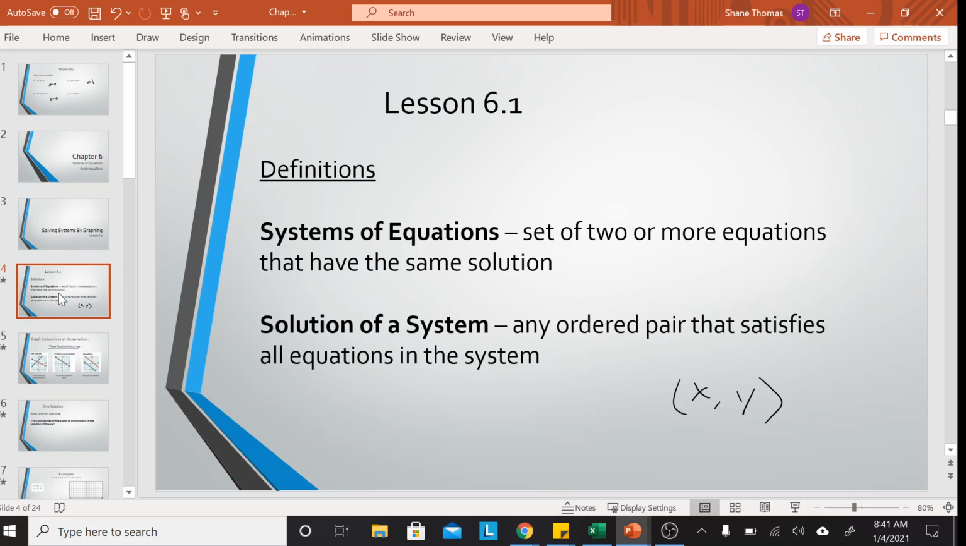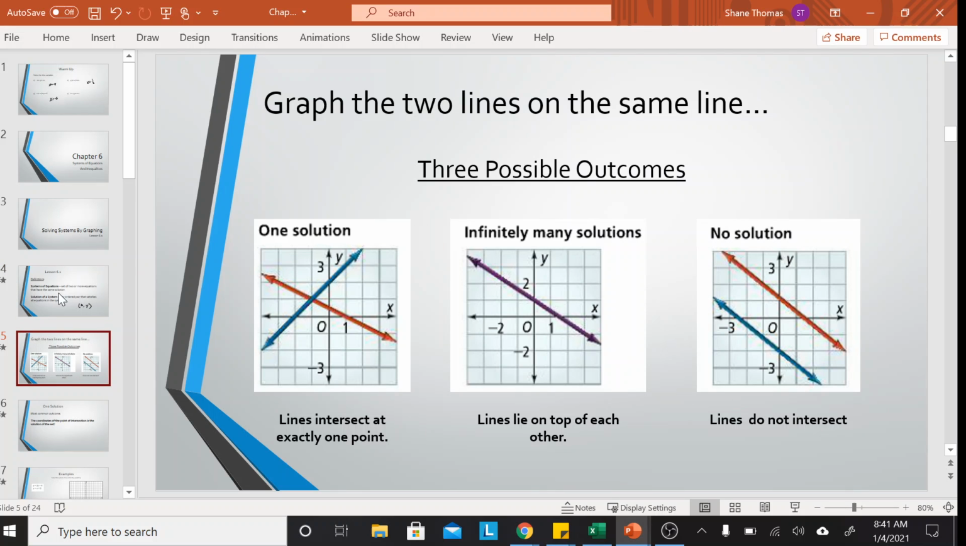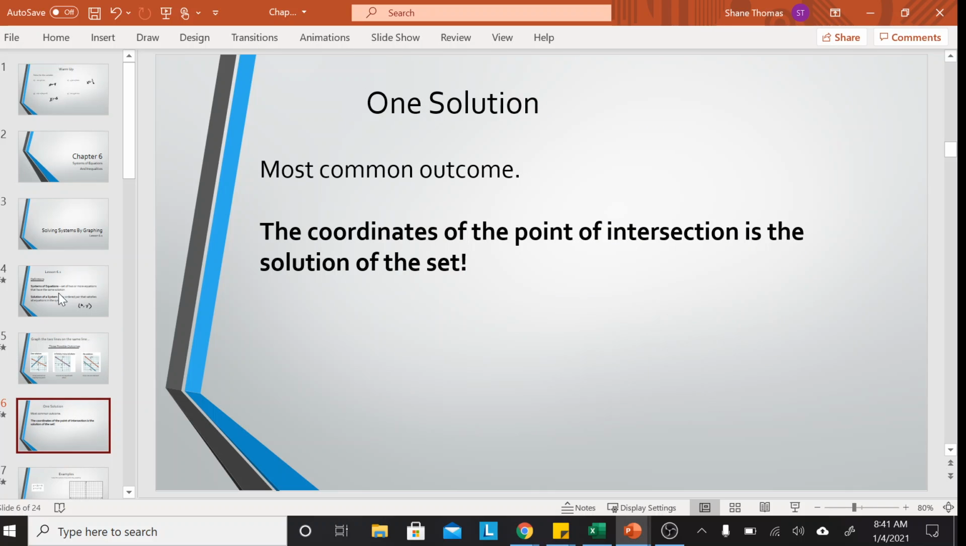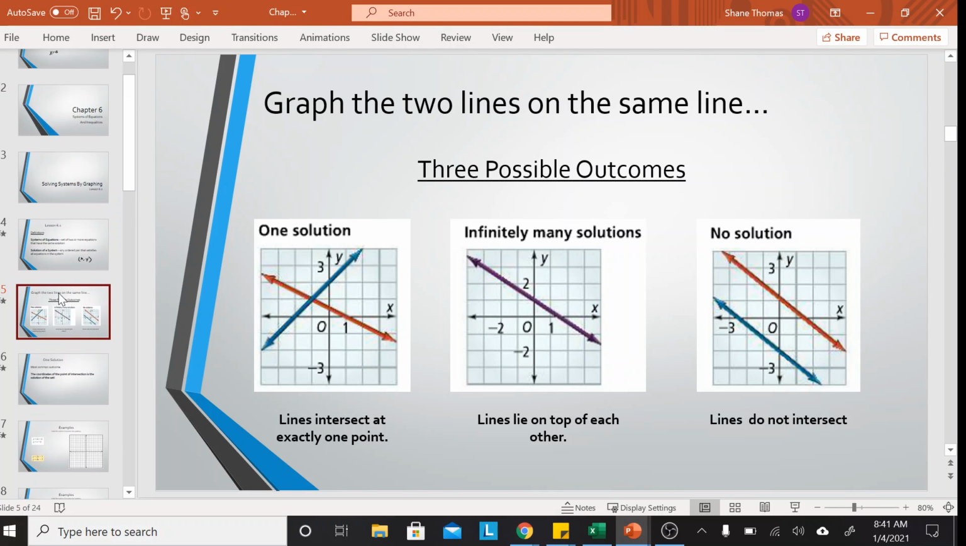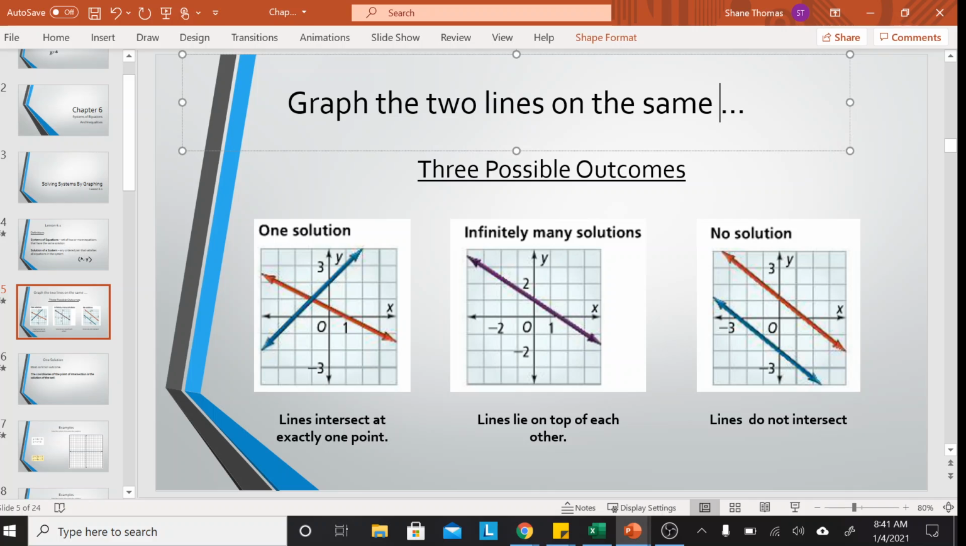All right, we good? Okay. All right, so to solve by graphing, you graph 2 lines on the same plane. It should say on the same plane. I'll fix that right now. All right, so you graph them on the same plane, or same coordinate plane.